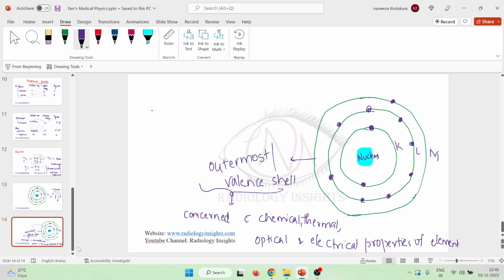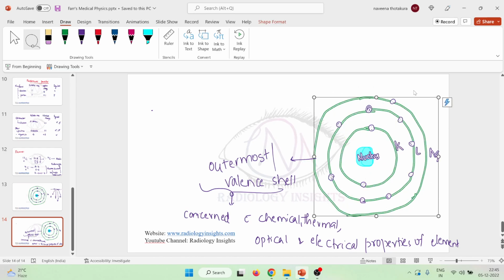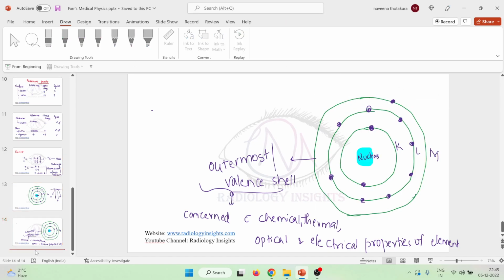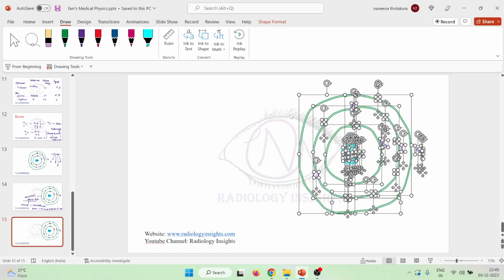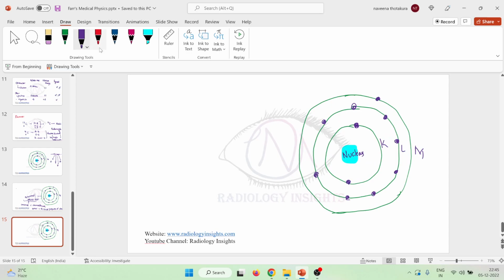Now this is about the outermost shell, right? The outermost shell is about chemical, thermal, electrical and optical properties. What about X-rays? Are X-rays concerned with the outermost shell? The answer here is no. X-rays are not concerned with the outermost shell.